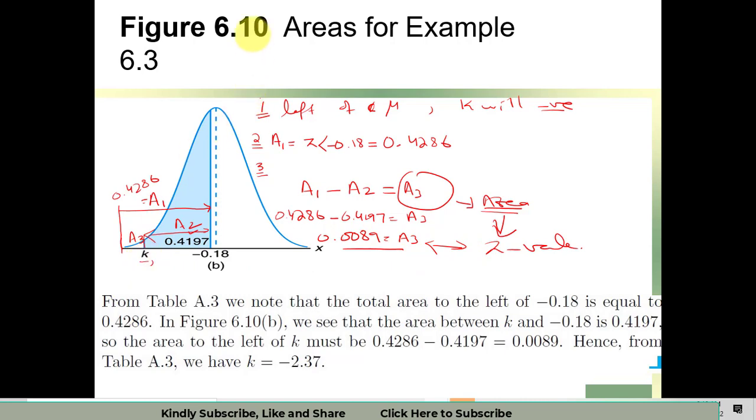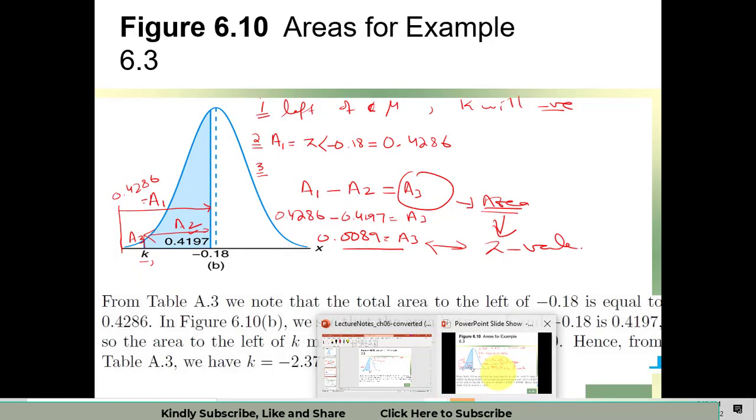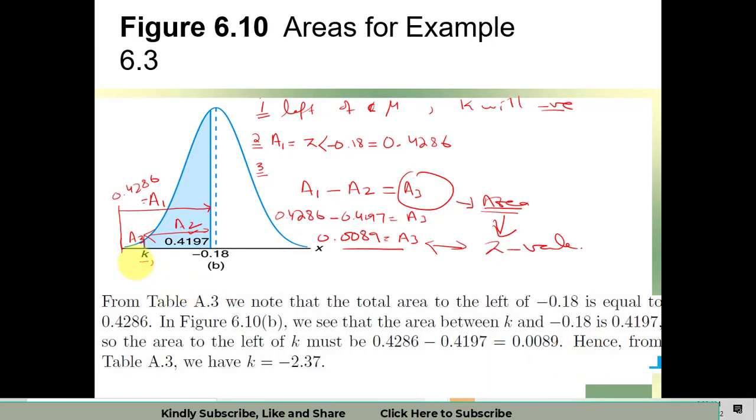So again I will go towards the book. Keep in mind that the value we are going to find is on the left hand side of the table. So we got this 0.0089. This is the probability, and it is associated with minus 2.3 and 0.7 on the left. So we'll say that minus 2.37 is the z value associated with this point. So I will write here k is equal to minus 2.37. So we have solved this problem.